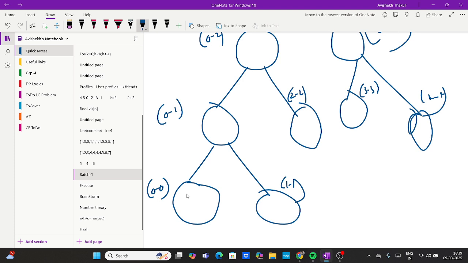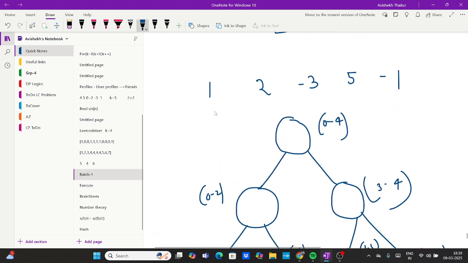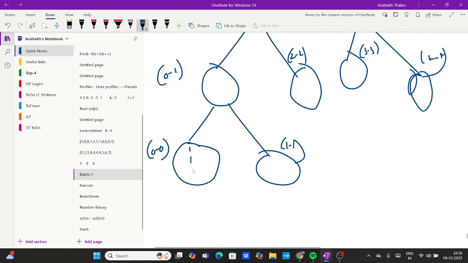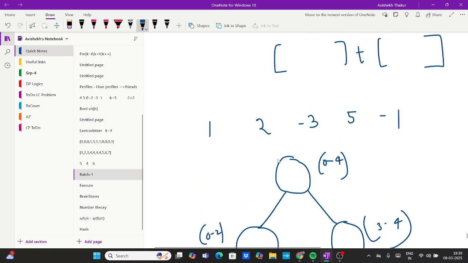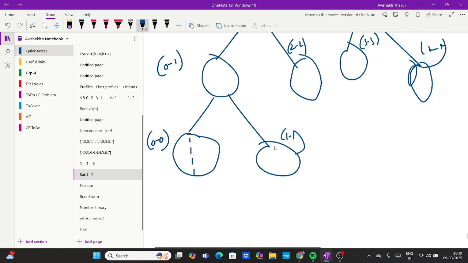For a single array element, the maximum sum, the total sum, the maximum prefix, and the maximum suffix will be the same, because this is a single element. So what is the zeroth element? 1. What about this? 2, 2, 2, 2. So the structure is nothing but max sum, max prefix, max suffix and total sum.